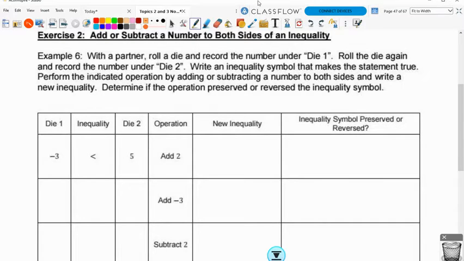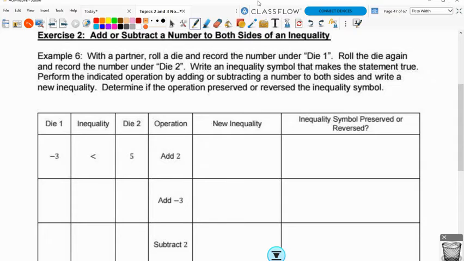In the next part of the lesson, we're going to investigate what adding and subtracting will do to our inequality symbol. We have a table here, okay, and I'm going to be rolling dice in order to come up with my inequalities. I've already done the first example for you, so I want to talk about how we did this. I rolled the die, and I came up with a number that's -3, and then I rolled my second die, and I came up with my number of 5. -3 is less than 5, so my inequality symbol right now is a less than symbol.